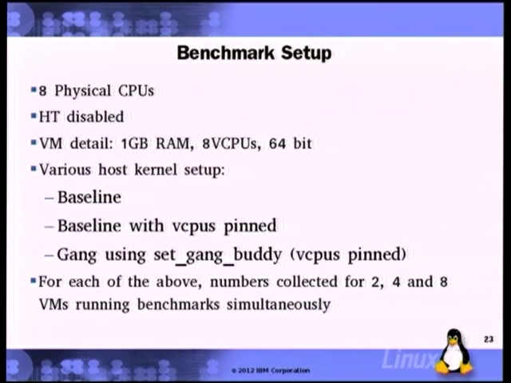So for each of these numbers, we ran for 2 VMs, 4 VMs and 8 VMs. What we would do is start 2 VMs in parallel and run the same benchmarks on both of them. Similarly, for 4 VMs, we would start 4 VMs and run the same benchmark in each VM. So basically the overcommitment ratio is 1:2, 1:4 and 1:8.